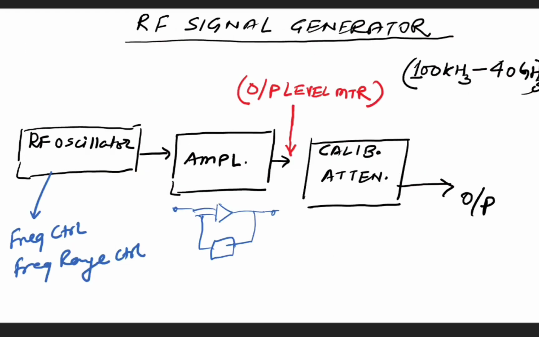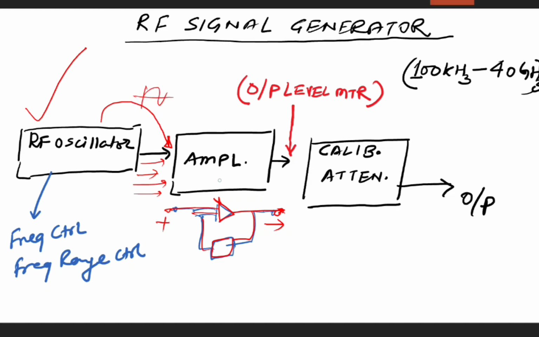You can see I have made a basic block diagram of the RF oscillator. We are using an RF oscillator. It is a frequency controlled and frequency range controller device. It creates a fixed frequency signal, an alternating signal. We are giving this signal to an amplifier. Basically amplifiers are like operational amplifiers, and this is a feedback circuit here. Whatever input we give, we get that same output here. This amplifies the signal, and after calibration and attenuation we get the signals here.